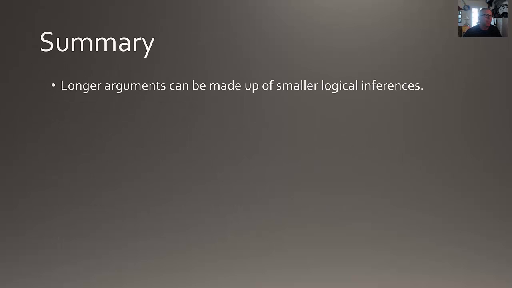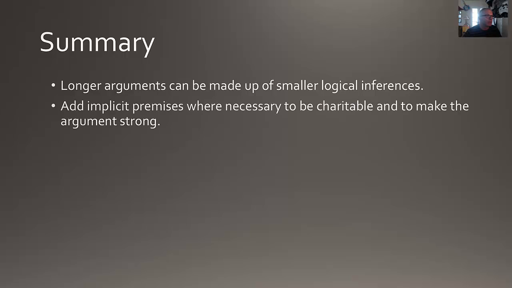Longer arguments can be made up of smaller logical inferences. We're going to add implicit premises where necessary to be charitable and to make the argument strong. We're always looking after deductive strength or inductive strength. We want to make the thing valid or cogent wherever possible. And sometimes the authors imply or they rely on some premise that they don't state explicitly. We have to add that for them to make it logical, to make it work, make it fit.